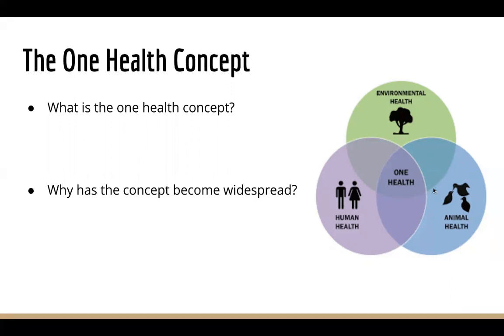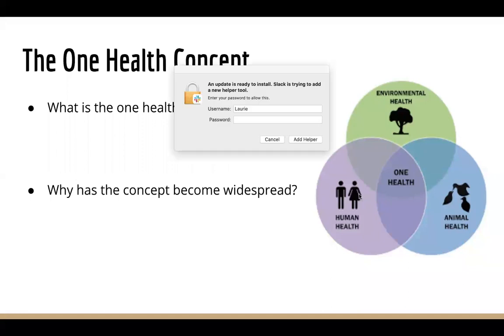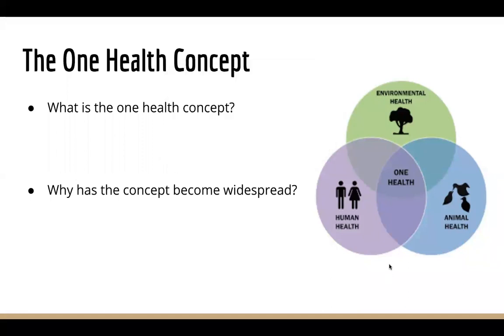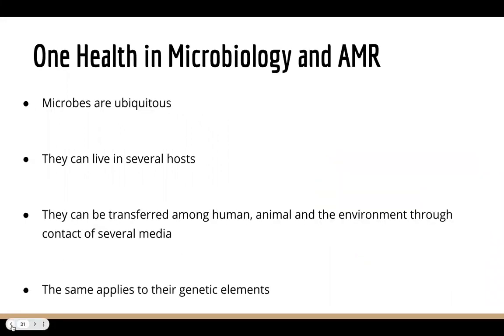So there must be a holistic approach to tackling antibiotic resistance. The One Health approach has been widely accepted in order to curb resistance, since it can be transmitted through all these three places. And we all know that microbes are ubiquitous. They can be found everywhere, and they can live on several hosts, unlike other microorganisms that are very specific. For instance, E. coli can be in humans, animals, and also in the environment.